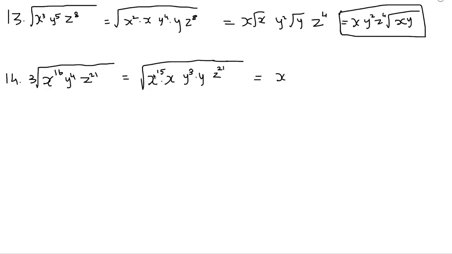x to the power 15 comes out, there is a cube root here, so it becomes x to the power 5, and y comes out, it becomes just y to the power 1, and z comes out, it becomes z to the power 7, and square root of xy, because inside the root we have x and y.